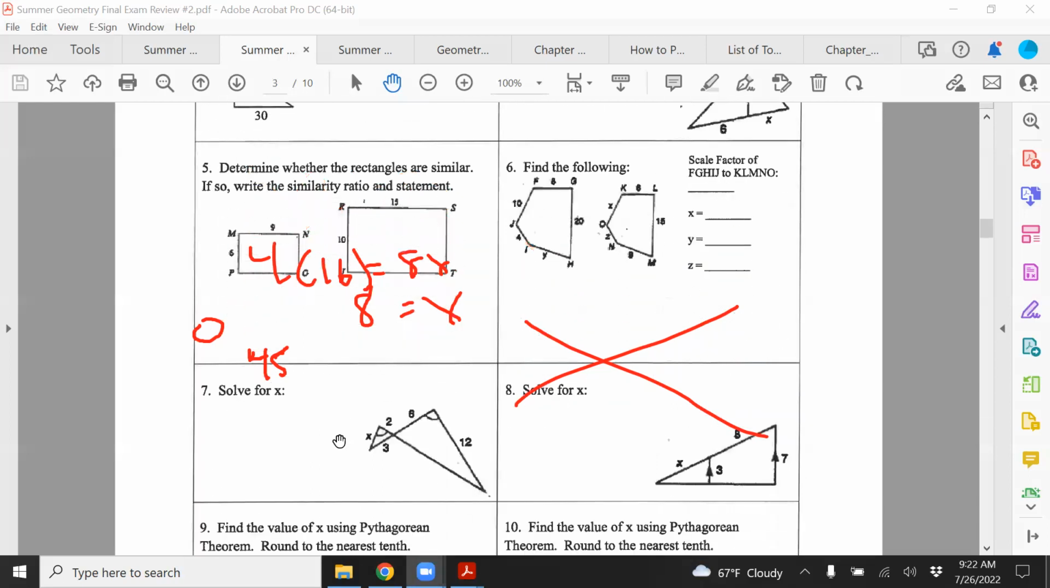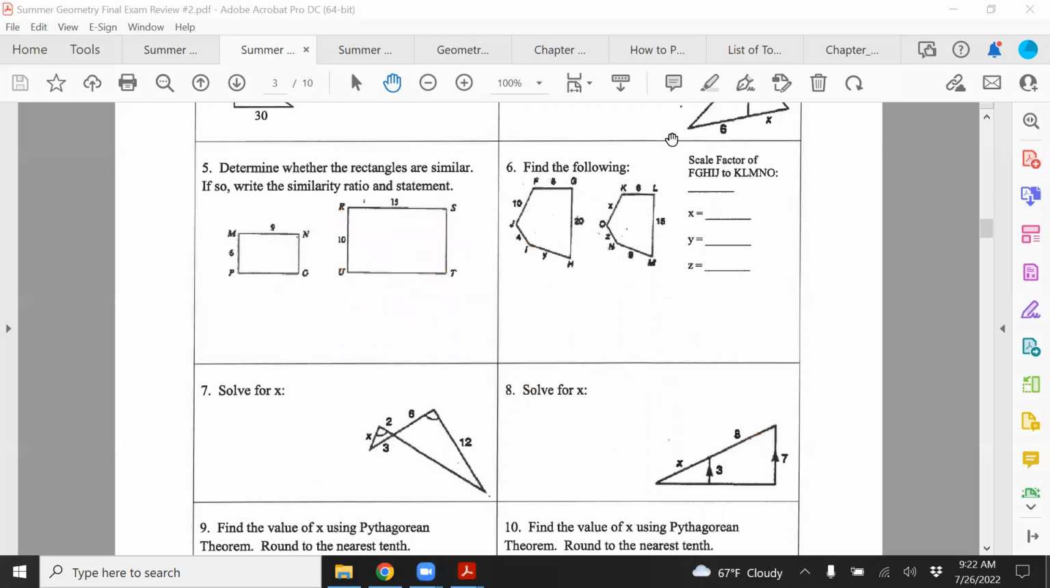Okay, more about similarity. Actually, these next 4 problems are all on similarity. 5, 6, 7, 8. Okay, and I don't mind just going over all this stuff with you guys right now. Then you guys will have a chance to do practice on your own when we do the Jeopardy game. Okay, let's see here. Determine whether rectangles are similar, so write the similarity ratio and statements.